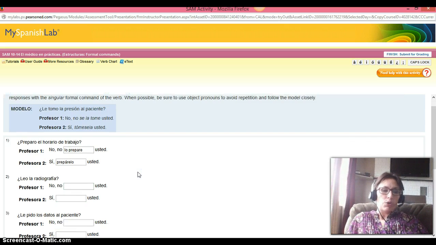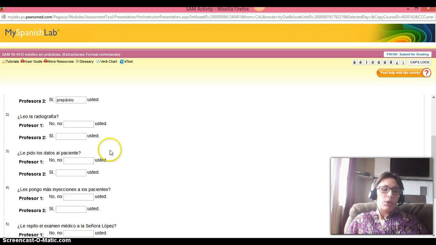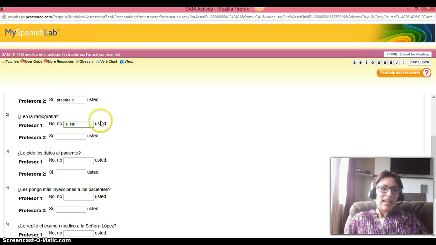Okay, so número 2. Leo la radiografía. The verb is leer, an ER verb. The direct object is la radiografía. So here I'm going to say no la lea. We use the ending a because it's an ER verb.